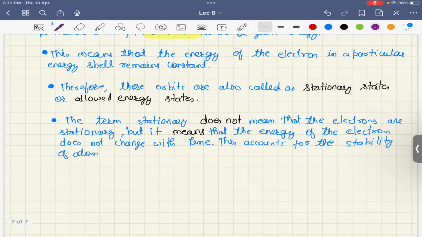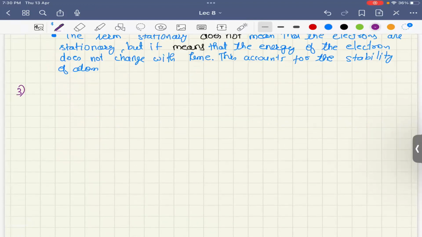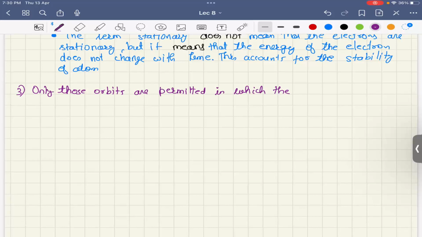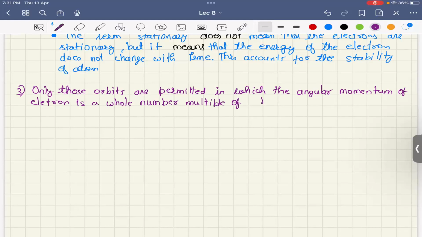So the third postulate of this theory is that only those orbits are permitted in which the angular momentum of the electron is a whole number multiple of a quantity, h by 2 pi, where h is the Planck's constant and pi is the normal pi with a value of 3.14. This is also called h cross, right?